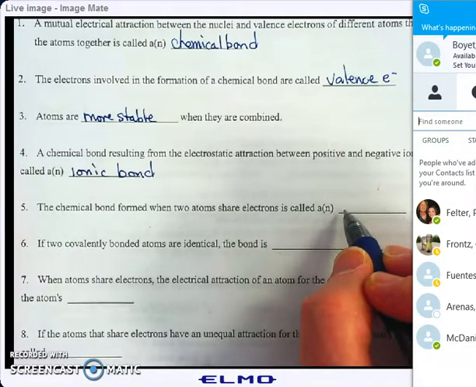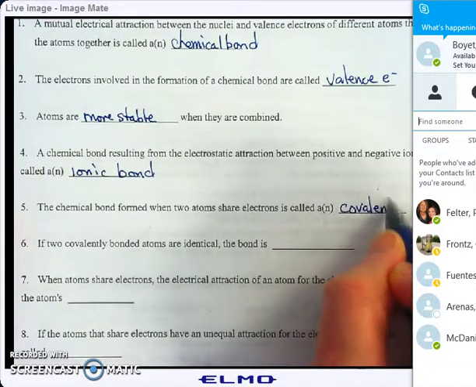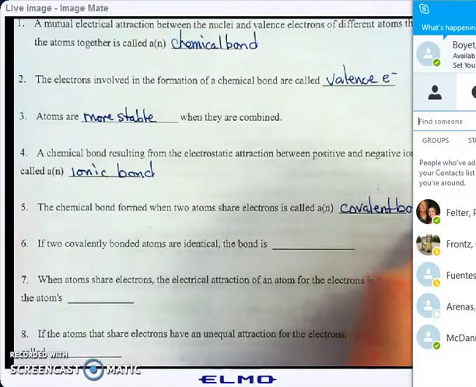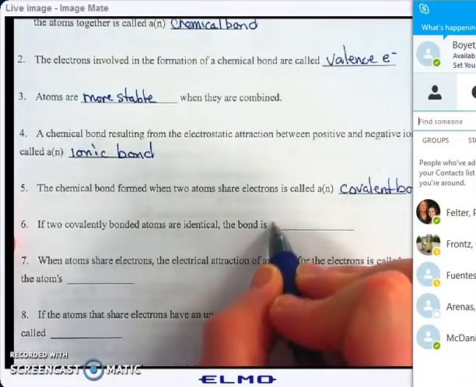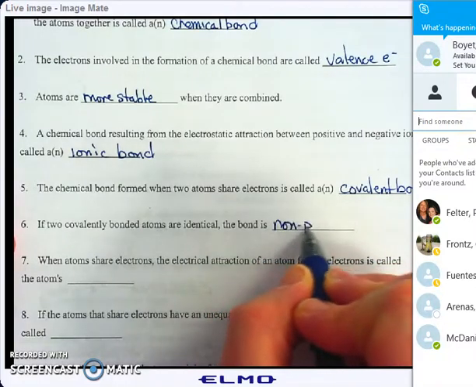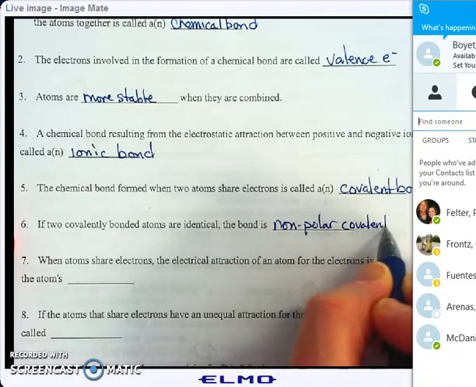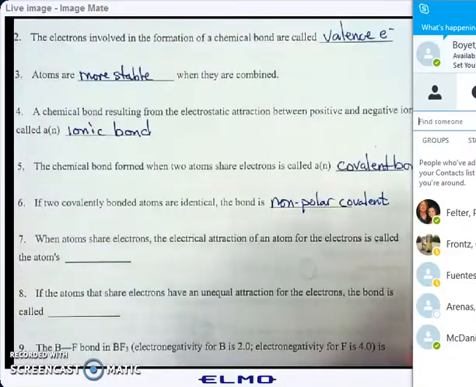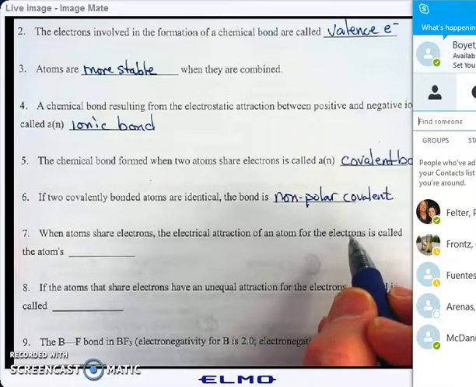Somebody want to help her out? Covalent bond. Okay, nonpolar covalent. Number 7.